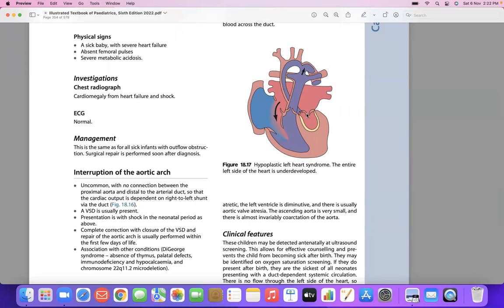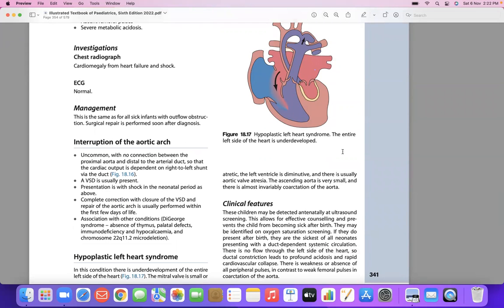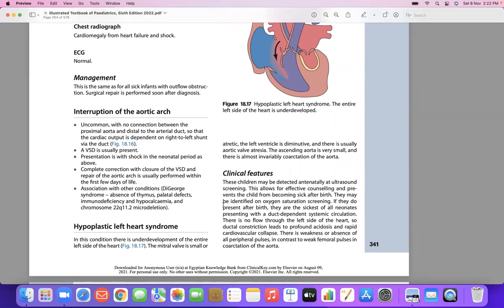So it's a complex congenital heart disease where there's a small left ventricle and also a small aorta and coarctation of aorta. These children are usually detected antenatally at ultrasound screening. This allows for effective counseling and prevents the child from becoming sick after birth. They may be identified by oxygen saturation screening. If they do present after birth, they are the sickest of all neonates, presenting with duct-dependent systemic circulation.